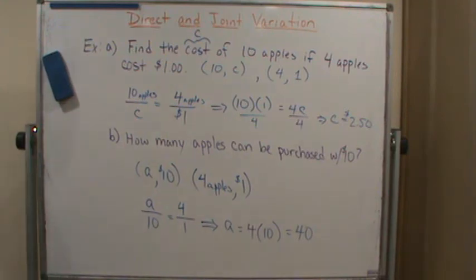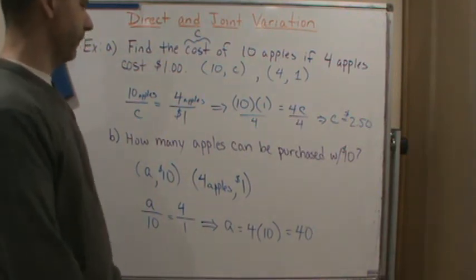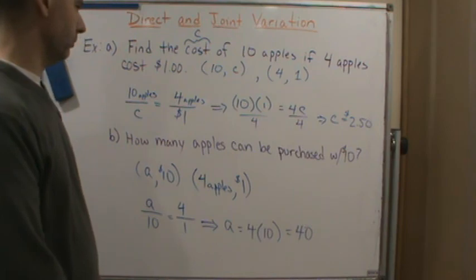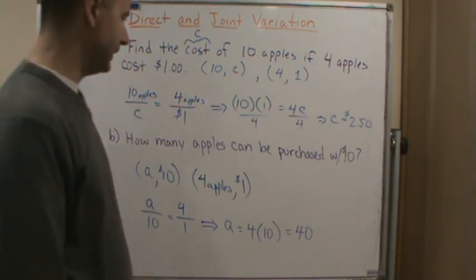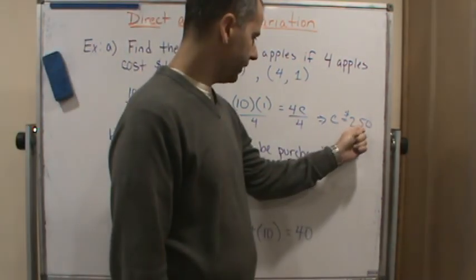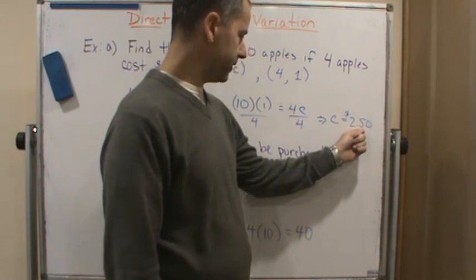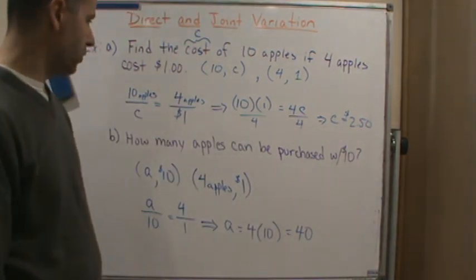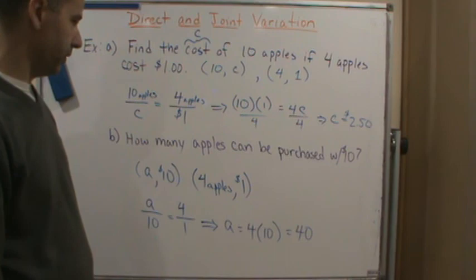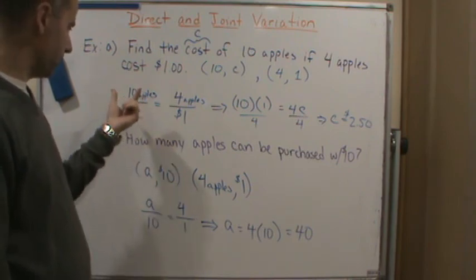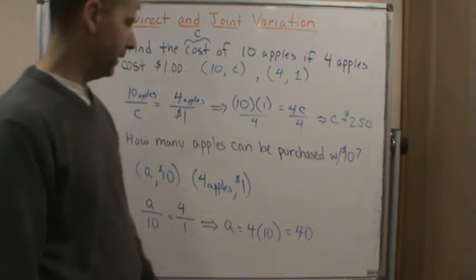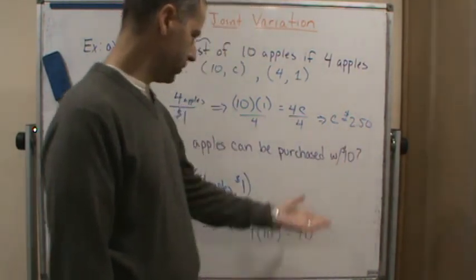That's it. And by the way, that makes sense, because if it costs $2.50 to purchase 10 apples, then if I want to purchase 40 apples, I'm going to need 4 times that amount, which gives me $10. So it makes sense.